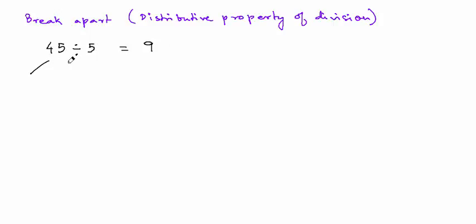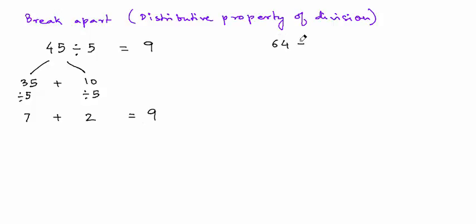Imagine breaking 45 up into two pieces. Let's say 35 plus 10. Divide each one of them by the divisor, which is 5. 35 divided by 5 is 7, plus 10 divided by 5 is 2, and 7 plus 2 is 9. So that works. And that's pretty handy in fact.